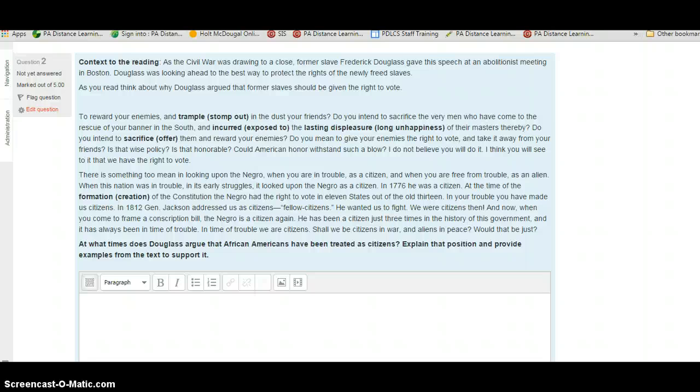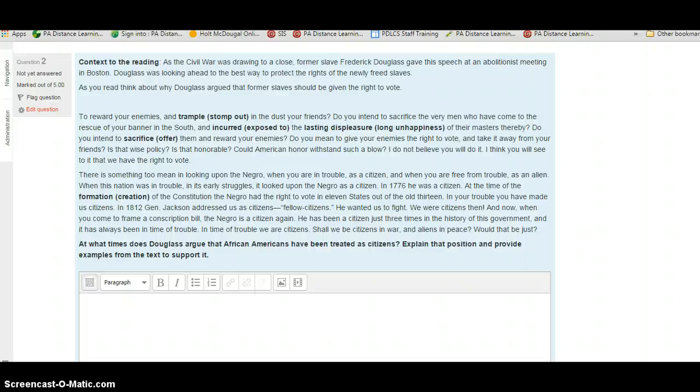To reward your enemies and trample or stomp out in the dust your friends, do you intend to sacrifice the very men who have come to the rescue of your banner in the South and incurred or exposed to the lasting displeasure or long unhappiness of their masters thereby? Do you intend to sacrifice or offer them and reward your enemies? Do you mean to give your enemies the right to vote? Enemies are the people in the South, guys. Think about it. And take it away from your friends.